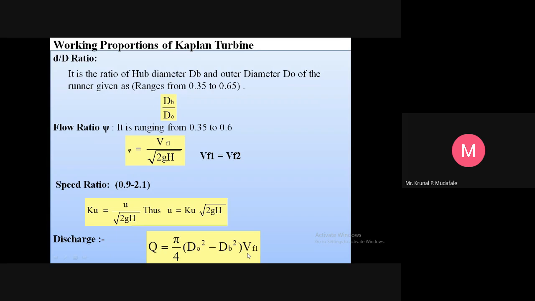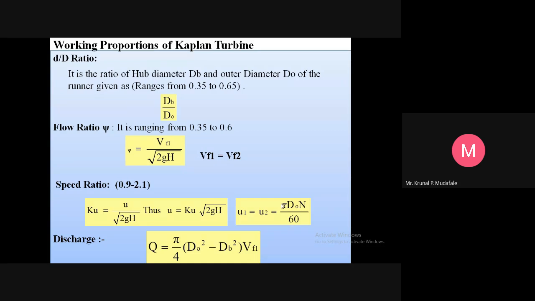So in terms of the Kaplan turbine, there are two diameters. We have to consider both the diameters, outer diameter minus inner diameter, or the diameter of the runner minus the diameter of the hub. Okay, so you must calculate the discharge, then only can you find it out. Here again, u1 equals u2 equals pi Do N by 60.